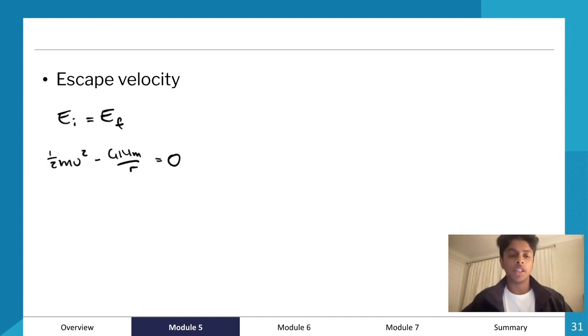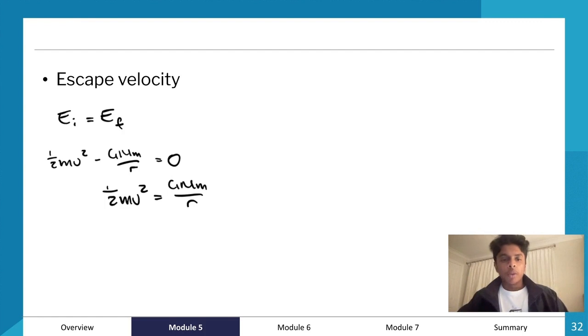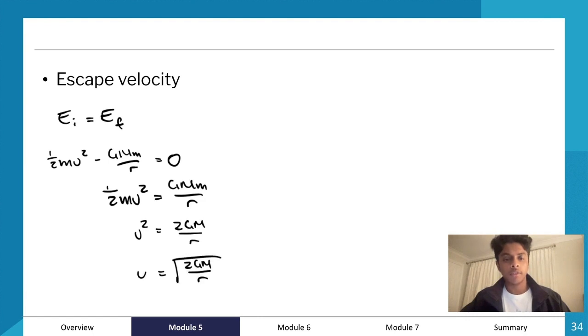So now we have energy initial. We have half mv squared minus GMm over r equals zero, so half mv squared is equal to GMm over r. Solving that, v squared is equal to 2GM over r, and we get our escape velocity value as v equals root 2GM over r. So that is our value for escape velocity.